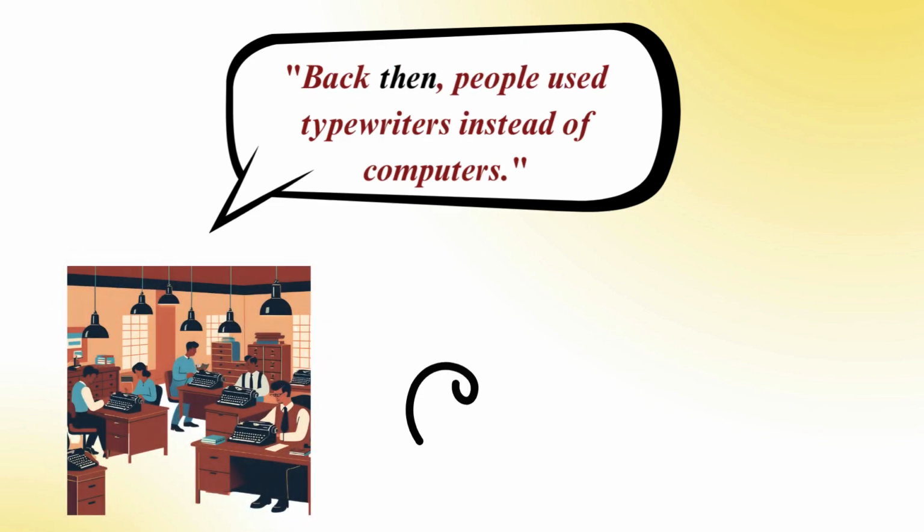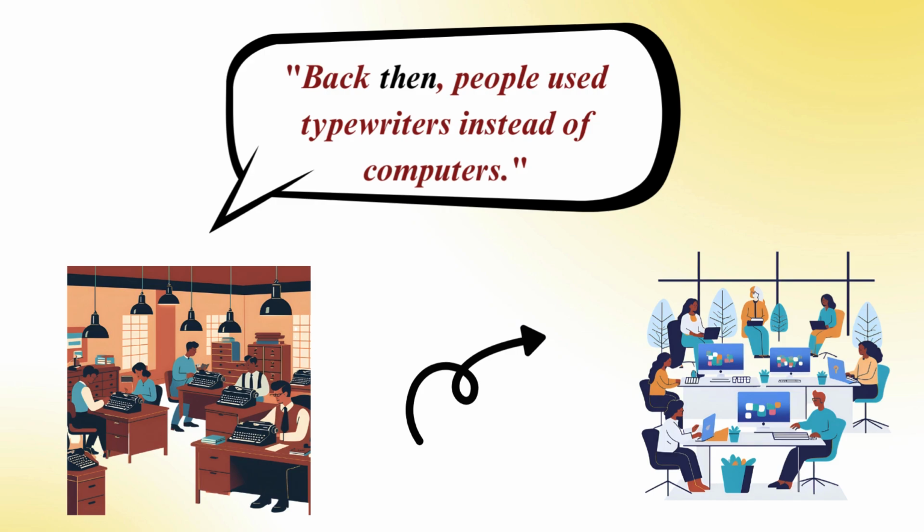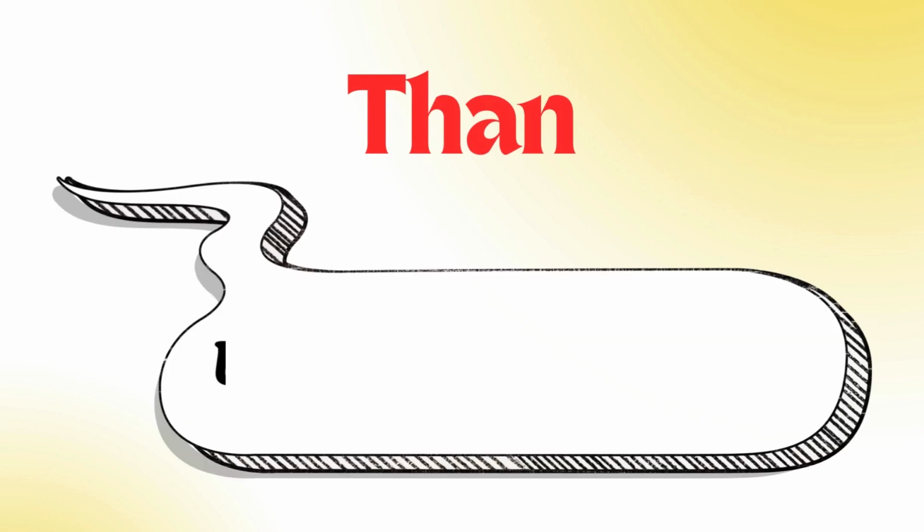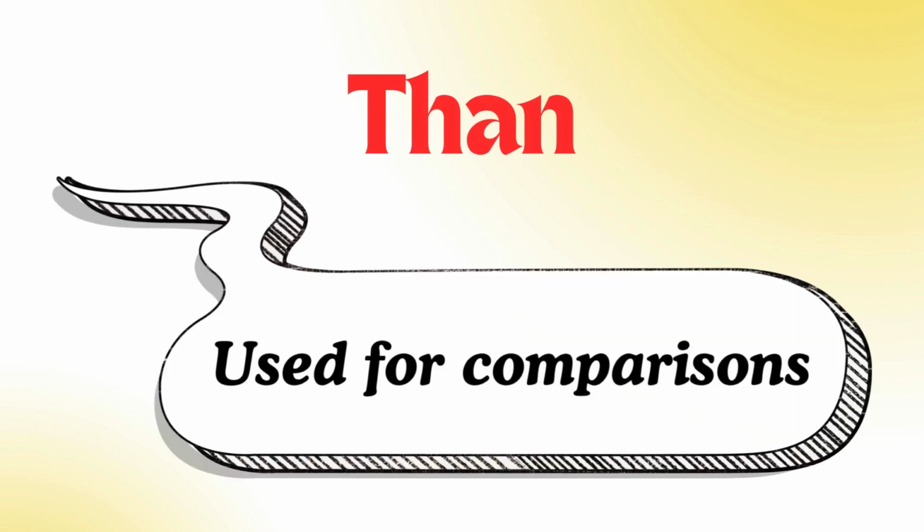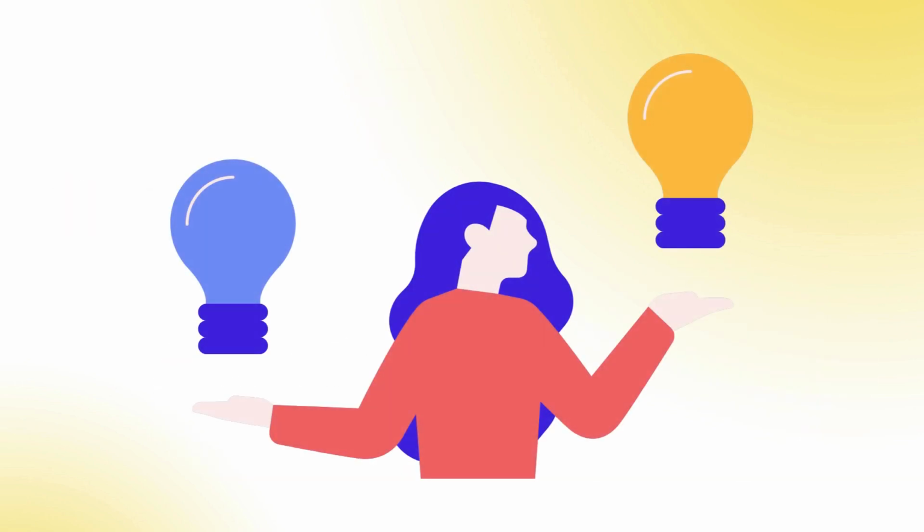Another example. Back then, people used typewriters instead of computers. Here then tells you about a point of time in the past. On the other hand, than is used for comparisons. Whenever you're comparing two things, you'll use than.